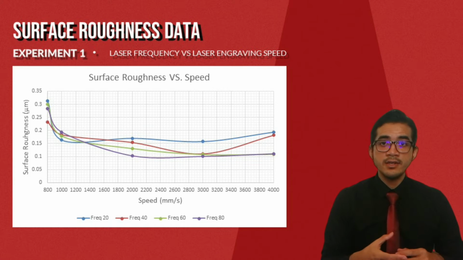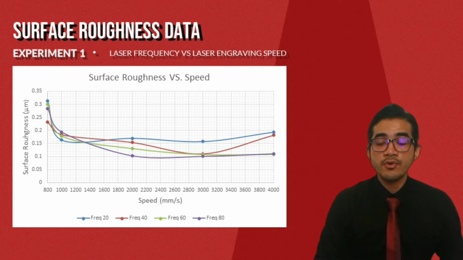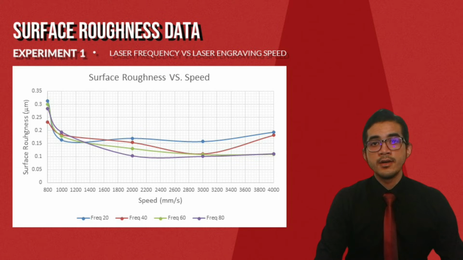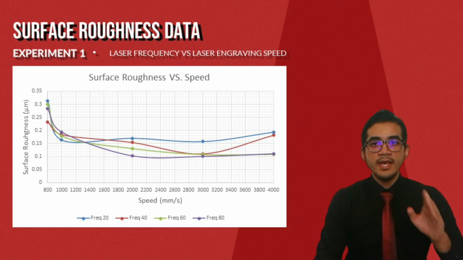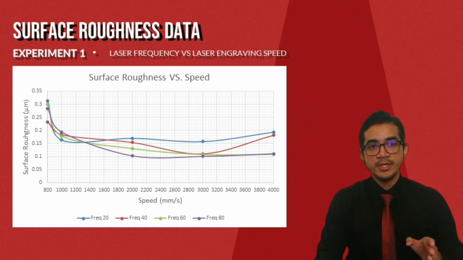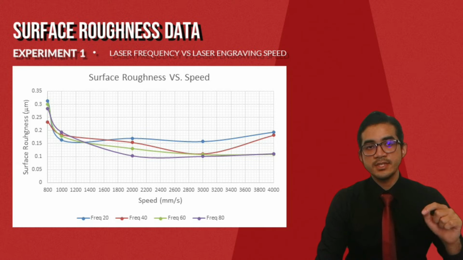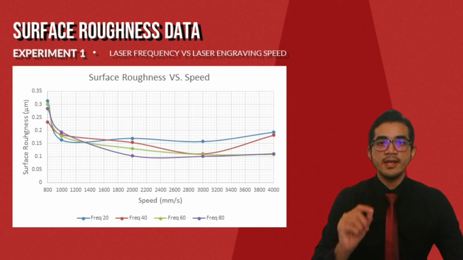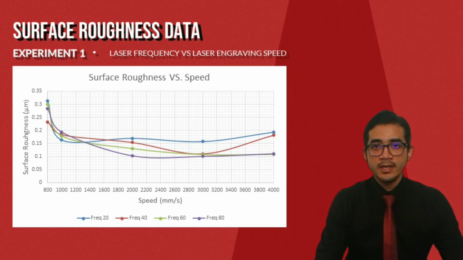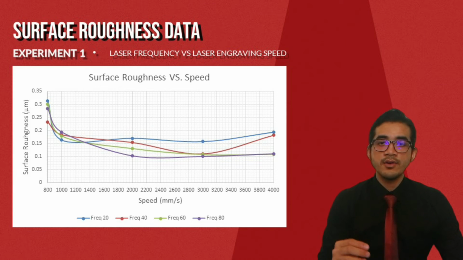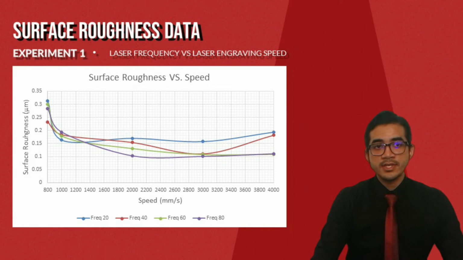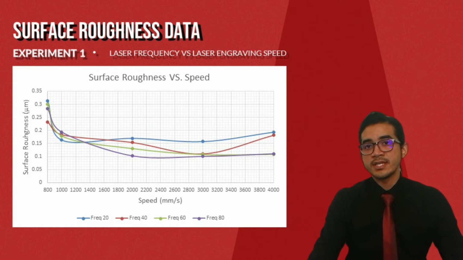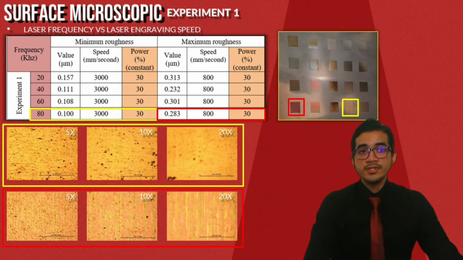The data of the graph is taken from table 1. As we can see here, we can conclude that at 800 millimeter per second of speed, the value of surface roughness is high, and at 3000 millimeter per second of speed, the value of surface roughness is low. We can see the pattern is decreasing when the speed is increasing. So here is the surface microscopic vision for experiment 1.